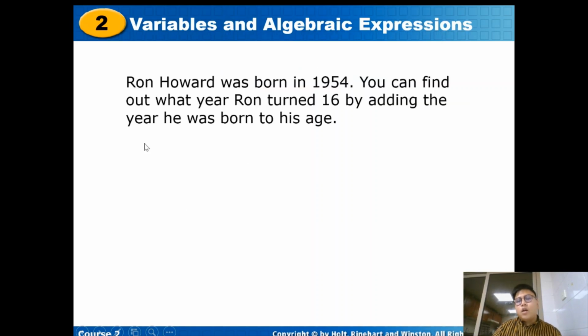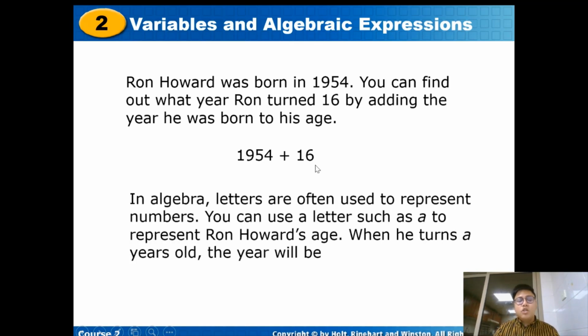Now I have here one example. Ron Howard was born in 1954. You can find out what year Ron turned 16 by adding the year he was born to his age. So we write this as 1954 plus 16. Take note, in algebra, letters are often used to represent numbers. You can use a letter such as A to represent Ron Howard's age.